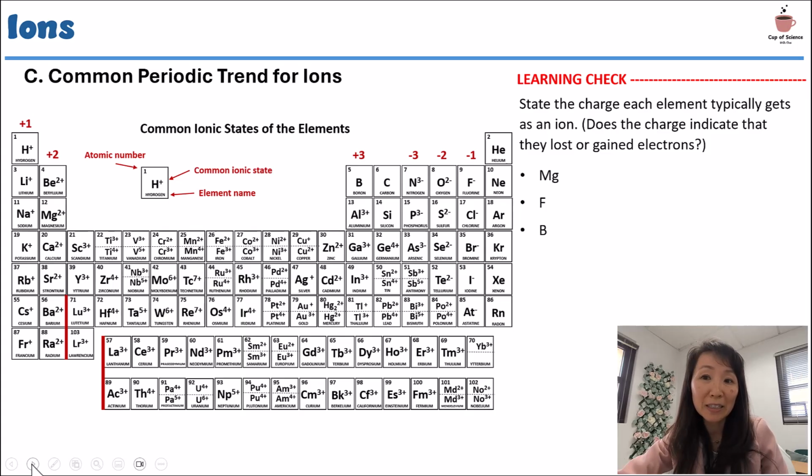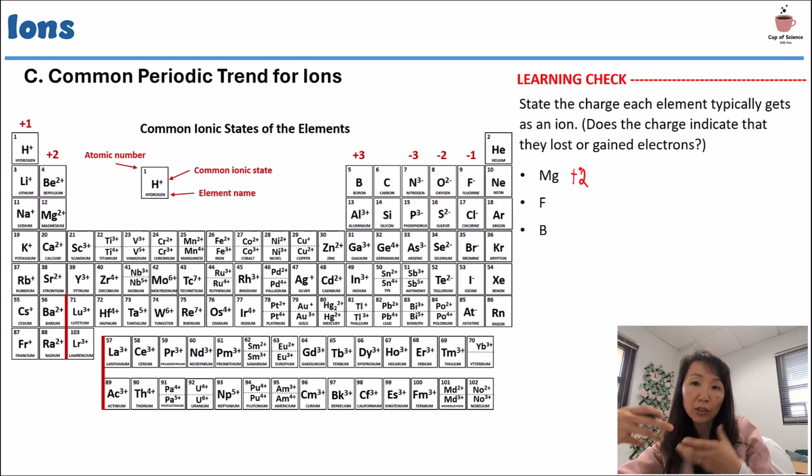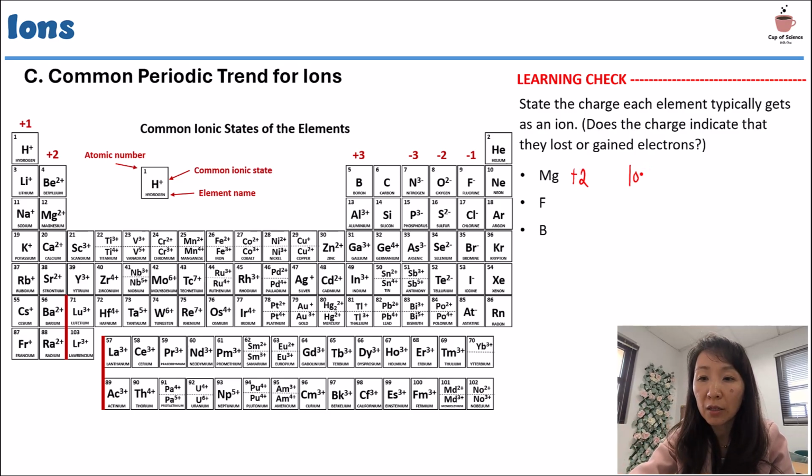With that in mind, let's do a learning check. State the charge each element typically gets as an ion. Does the charge indicate they lost or gained electrons? Let's try magnesium. Magnesium is number 12 right here, and it falls under +2 charge. That's what they typically get as an ion. So +2 means that they have lost 2 electrons.